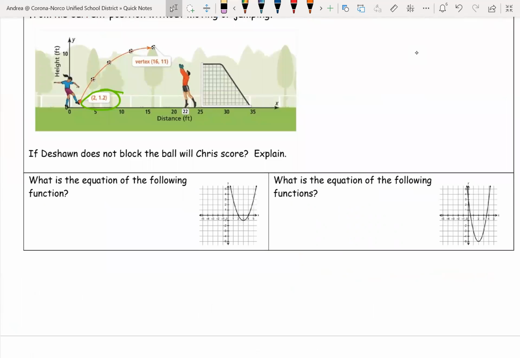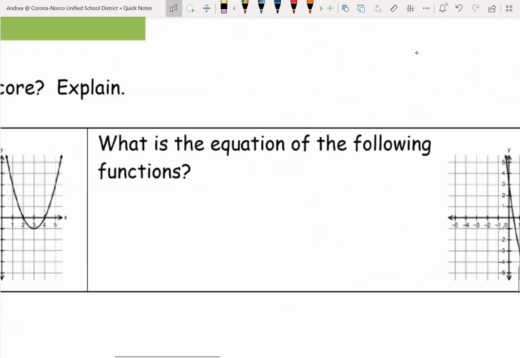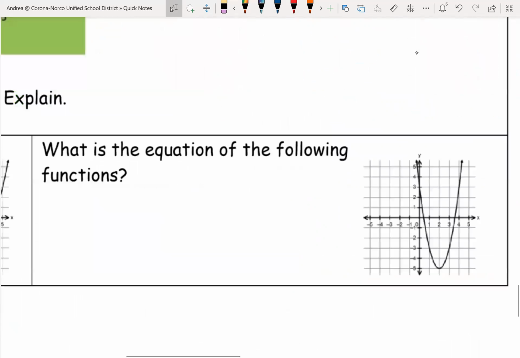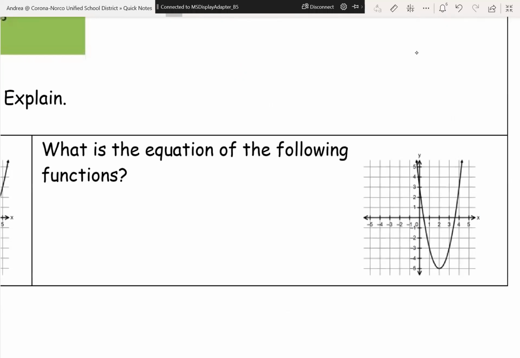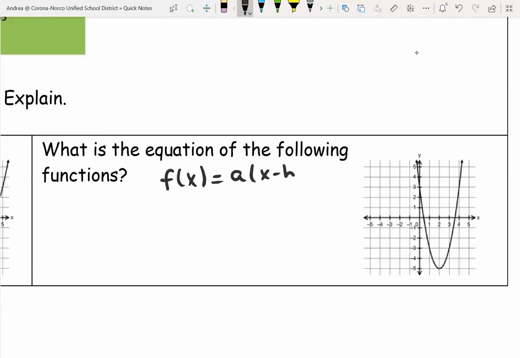In this one, we're going to do the graph, and I'm going to ask you to write the equation. So I have f of x equals a times x minus h, the whole thing squared, plus k. That's the equation of a parabola in vertex form.